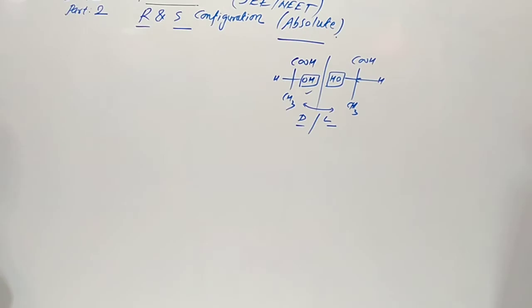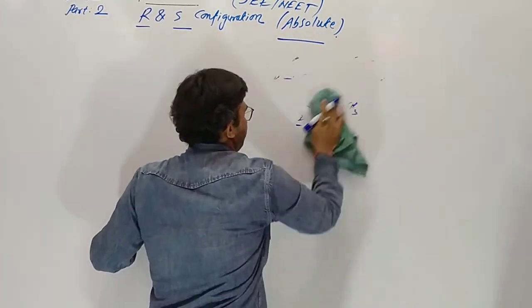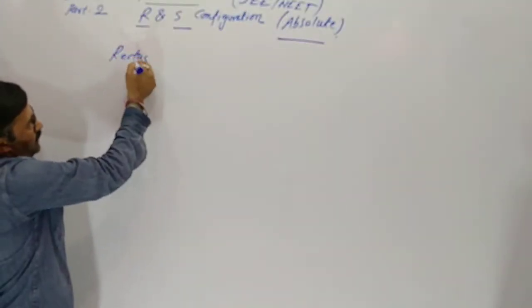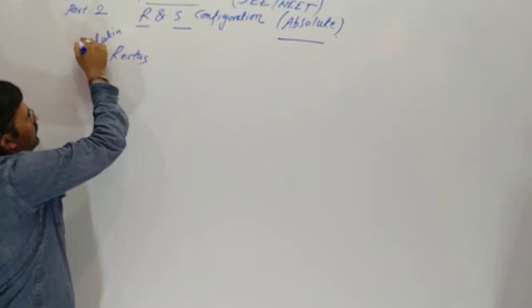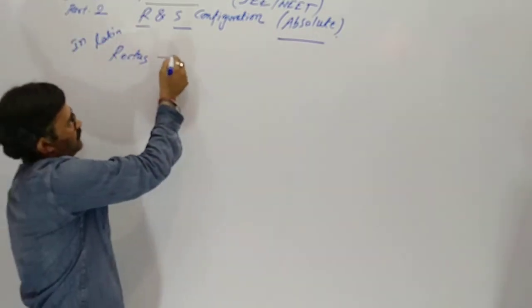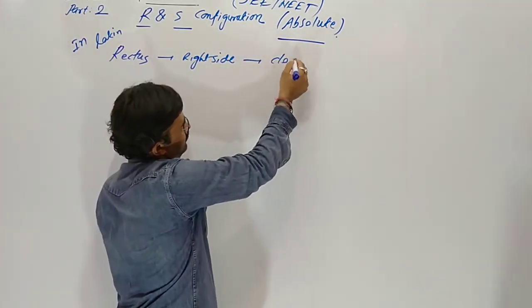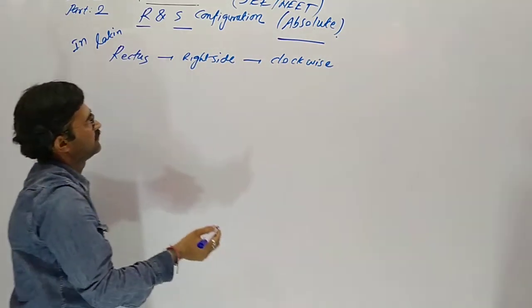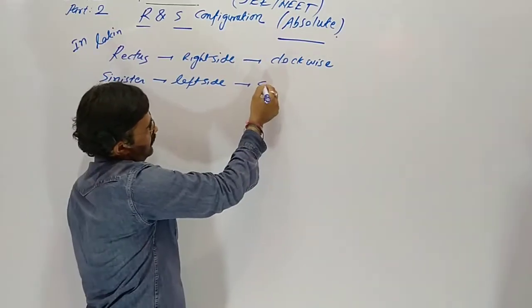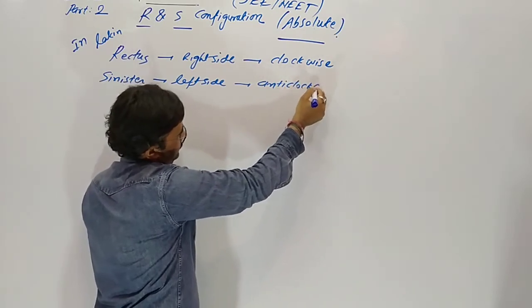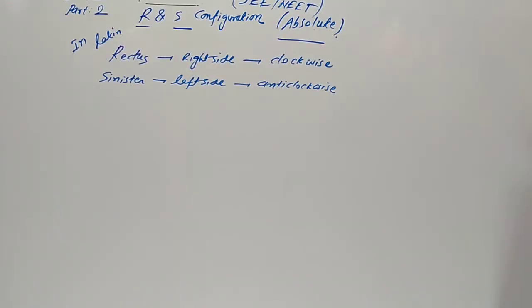This is one kind of arrangement in the optically active molecules. First of all, the meaning of R in Latin is rectus, means right side, or clockwise. Then S means sinister, means left side, or anti-clockwise. Yes.